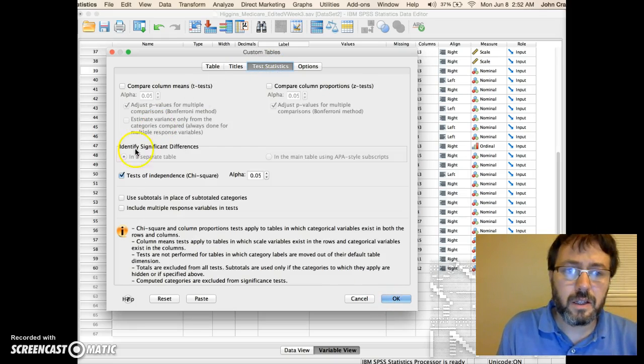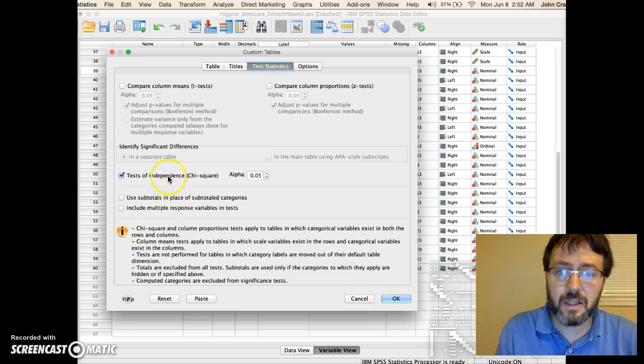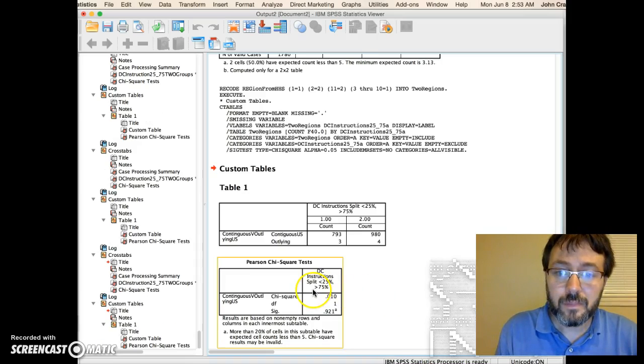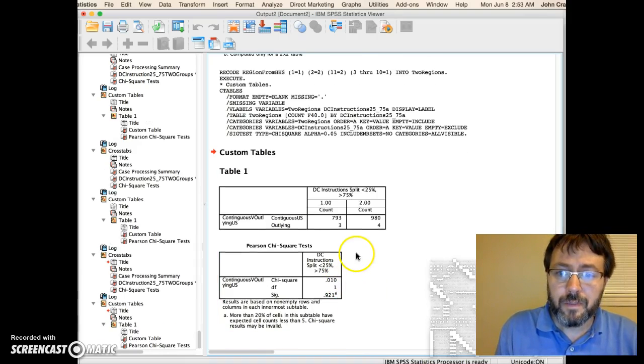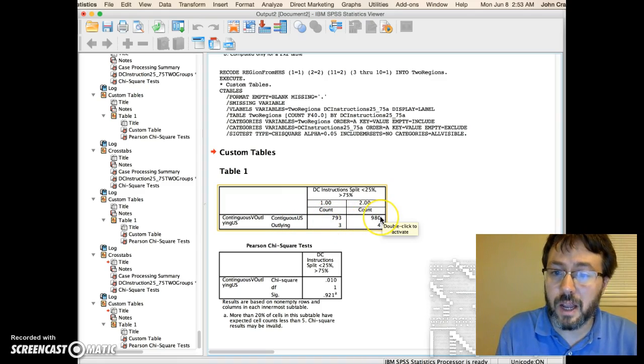Now the test statistic we want is the test of independence, the chi-square, with an alpha set at 0.05, which is the standard. So let's go ahead and run this and see what it tells us. So interestingly, when we get the breakdown of observations, you can see you have very many facilities here in the contiguous United States, 793 and 980, but only very few in the outlying United States, 3 and 4 respectively.